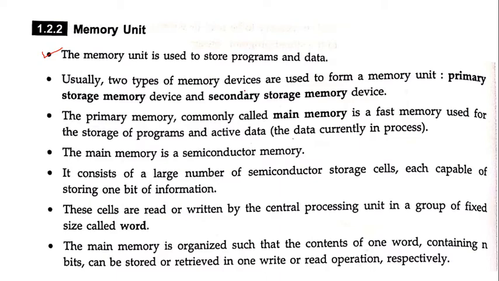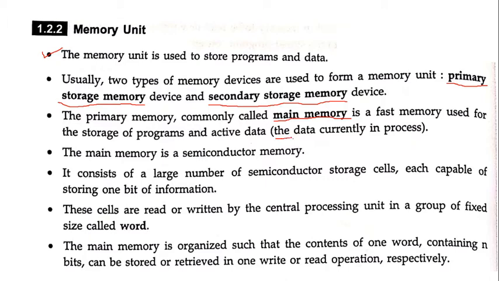Usually two types of memory devices are used to form a memory unit, that is primary storage memory devices and secondary storage memory devices. These are the two basic types of memory storage. The primary memory, commonly called main memory, is a fast memory used for the storage of programs and active data that are currently processed.